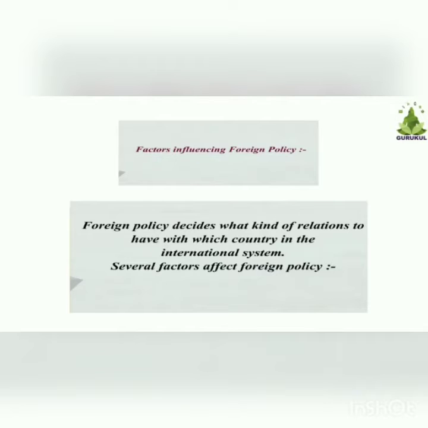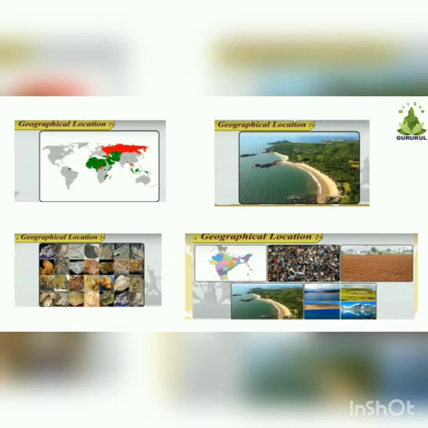Now let's see about factors influencing foreign policy. Foreign policy decides what kind of relations to have with which country in the international system. Several factors affect foreign policy. First, we'll see about geographical locations.